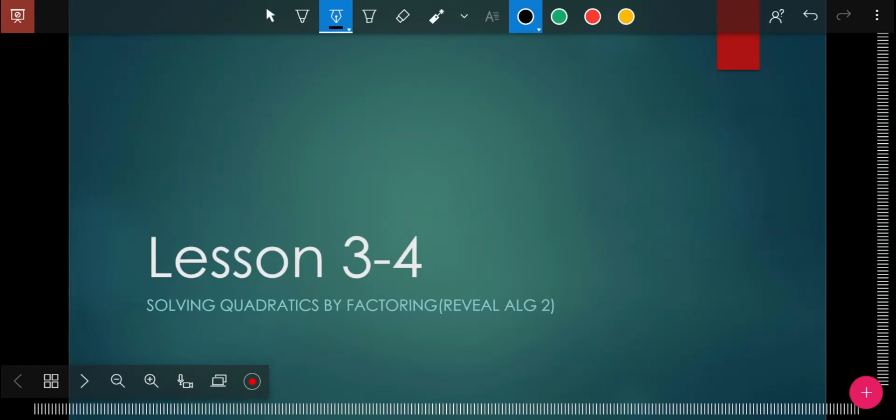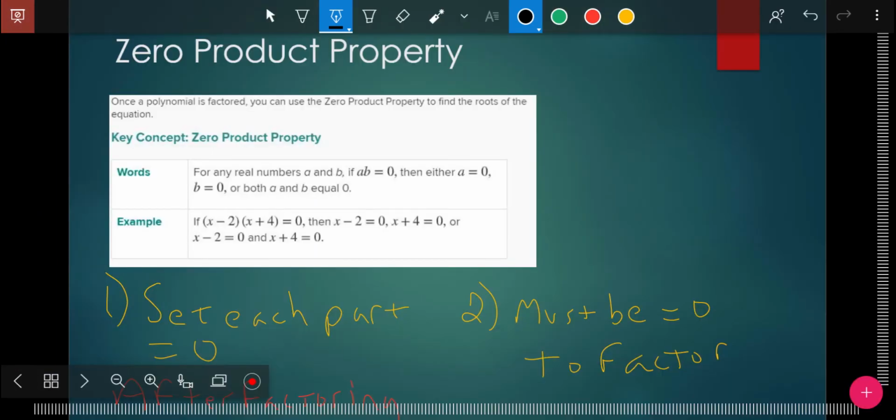Today's lesson is on section 3.4, or module 3, lesson 4: solving quadratics by factoring. First we have to understand some concepts of factoring and basic values of it. Before we get into factoring, though, we have to understand the zero product property. There are really two parts of this you need to understand. One is that you have to set it equal to 0 to start.